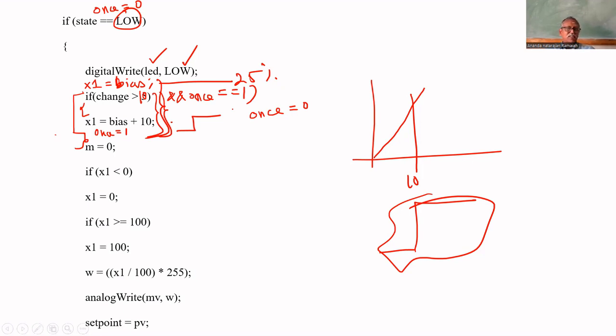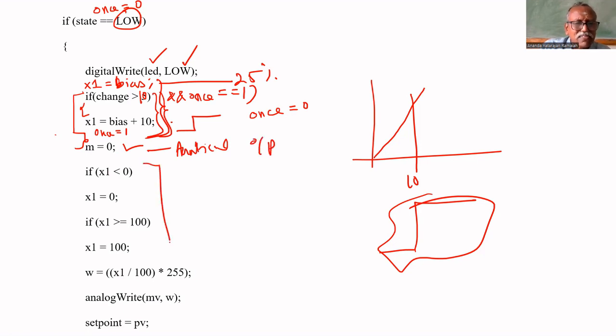If the two conditions are satisfied, then it will go only once inside. Otherwise, if we come out again, once will become 0. That's why next time it will go. So m equal to 0, that is, controller output is 0 because it is in manual mode. Manual mode, analytical controller output. This is analytical controller output. That is 0.